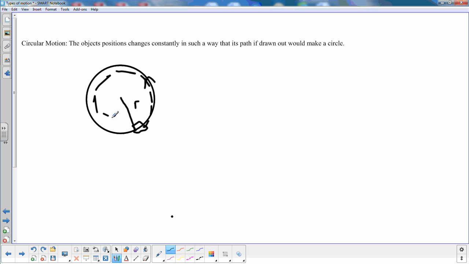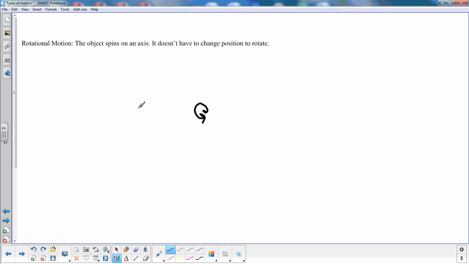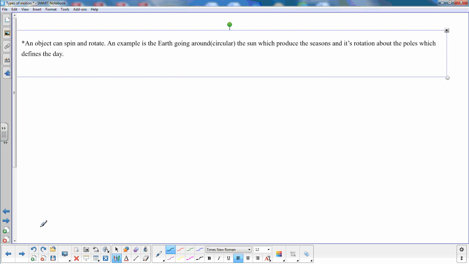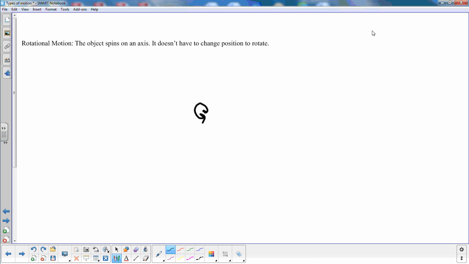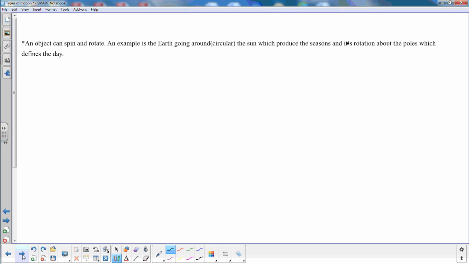And, asterisk, an object can both spin and rotate. One example of this is the Earth going around the sun, which produces the seasons, and its rotation about the poles, which gives us day and night. So you've got the Earth, which is doing this daily thing. Oh boy, that's not what I wanted to do at all. You've got the Earth, which is going around the sun. I'm just trying to get rid of that.